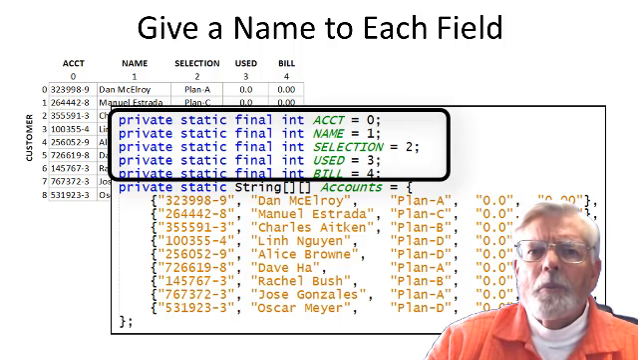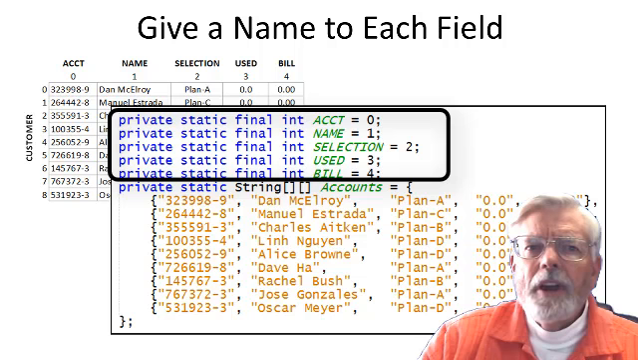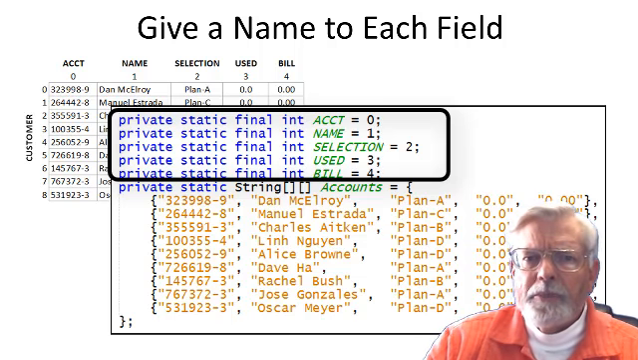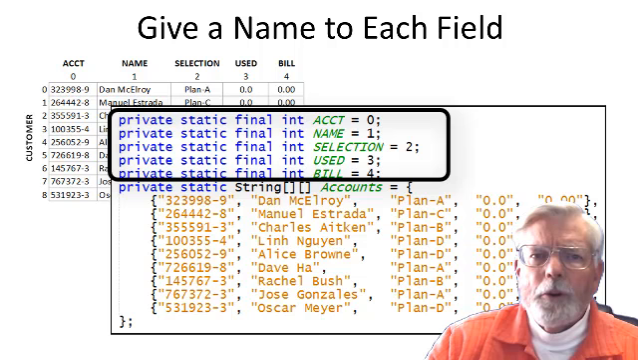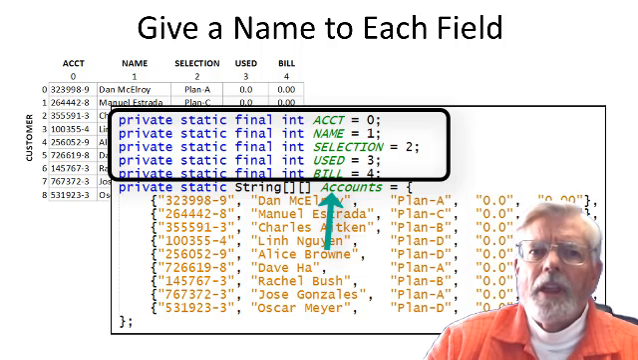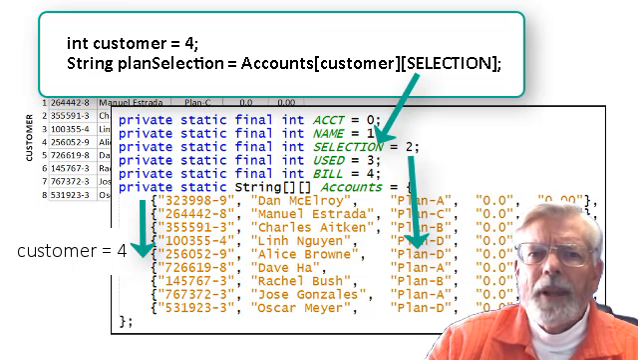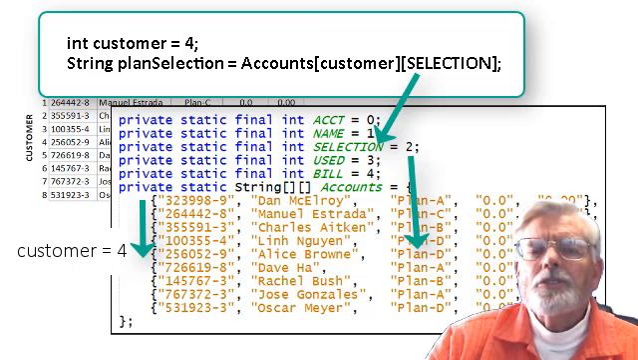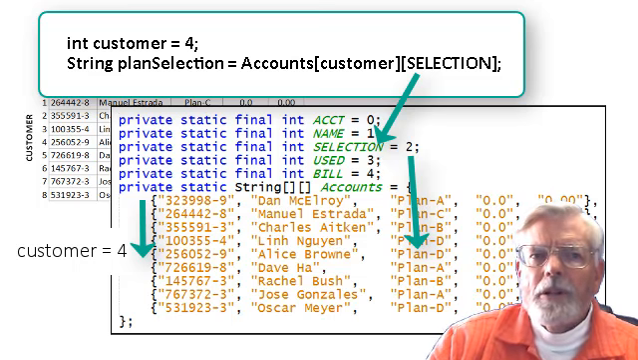Constants are defined using private, static, final, and capital letters are used for each field name. Now, fields can be referred to by their names such as account, name, selection, used, and bill. The name of the array is accounts. The following code would access the plan selection for Alice Brown. int customer = 4; String planSelection = accounts[customer][selection]; where 4 is the row for Alice Brown.